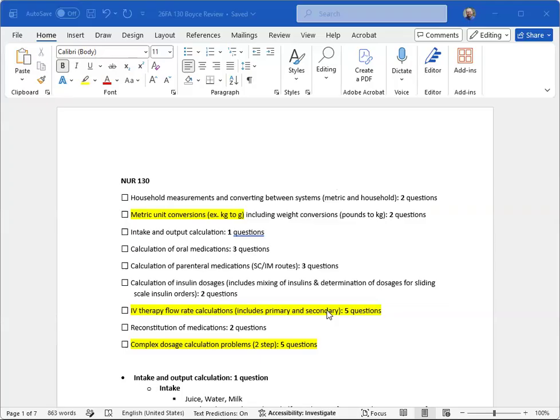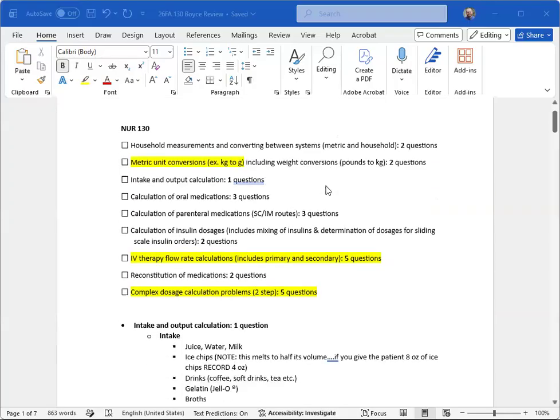And then there might be some additional problems. When they say complex dosage calc problems, what they mean is that they might give you the patient's weight in pounds and ask you to convert it to kilograms. Well, they won't tell you that. They'll just tell you the patient weighs this much, and then you have to do one extra step. Sometimes they're called two-step, as you can see in the parentheses, or sometimes it's just called a complex problem.